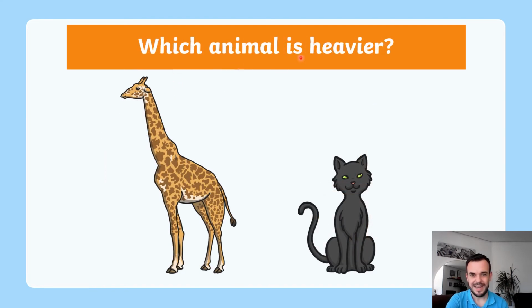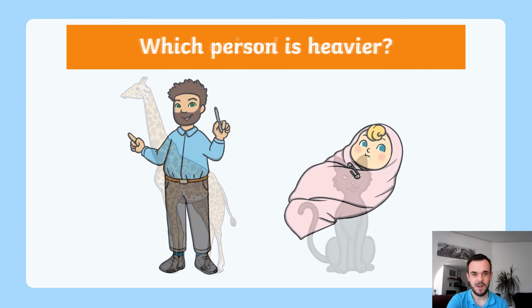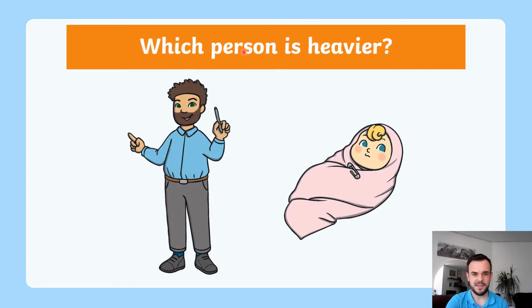Which animal is heavier? The giraffe or the cat? Well, the giraffe is much taller and much bigger, so the giraffe is going to be much heavier than the cat. Which person is heavier? Well, this is a little baby, or we've got a man. The man is much bigger than the little baby, so he is going to be heavier. The man is heavier and the baby is lighter.